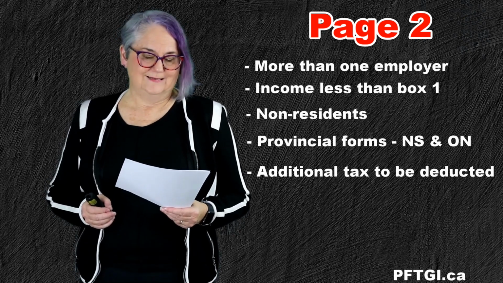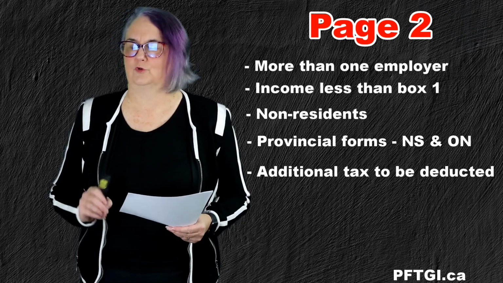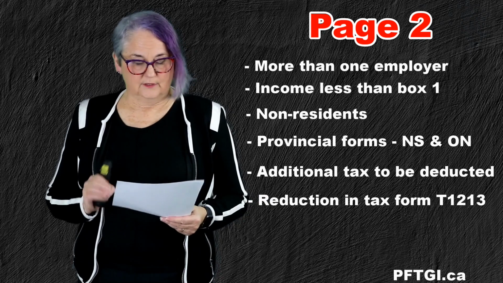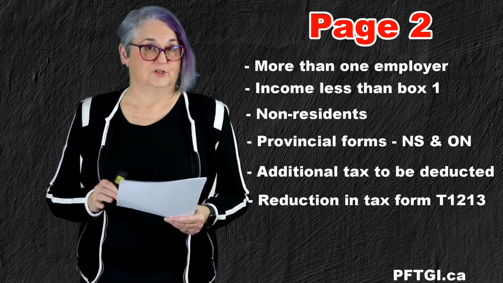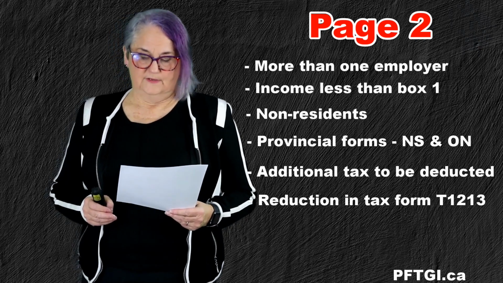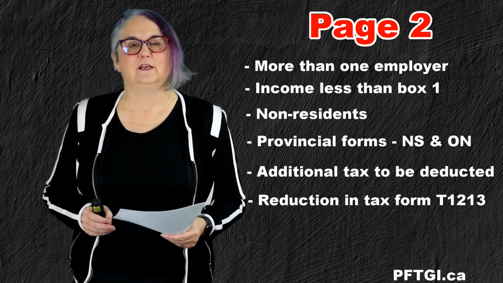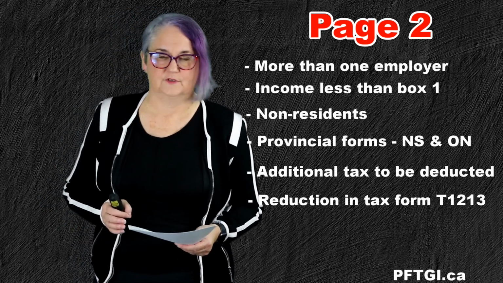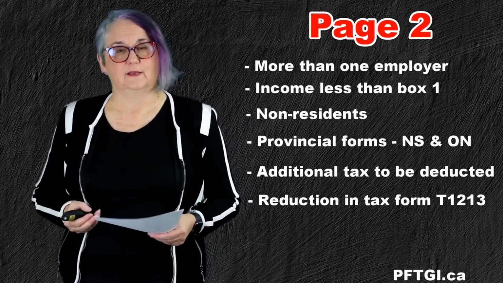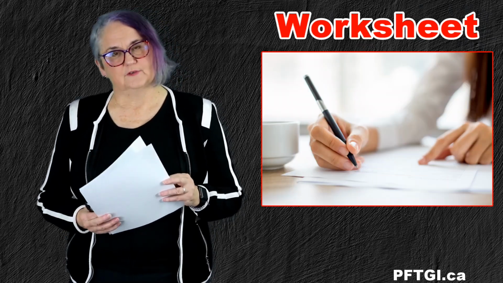If you would like additional tax taken from your paycheck so that you will get a refund for sure come the end of the year, then you would fill in the amount you want deducted in the box on the back of the form which says additional tax to be deducted. The only other thing on here is if you don't want as much tax taken as is indicated, there's another form you can do that on, which is the form 1213, which you would get then from CRA and give to your employer.